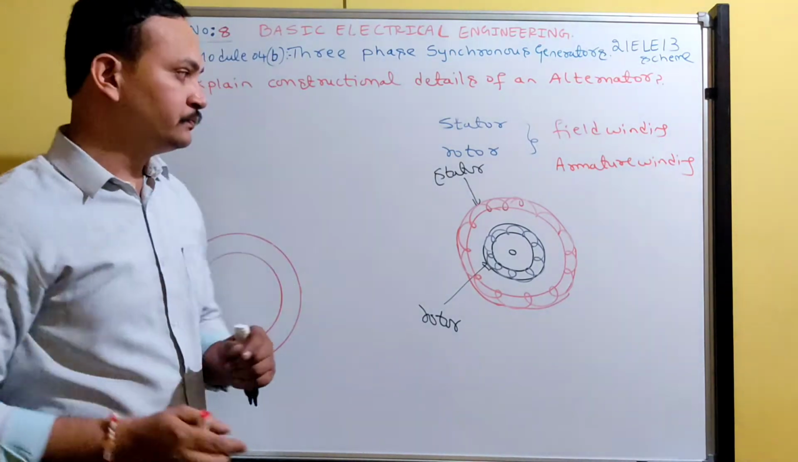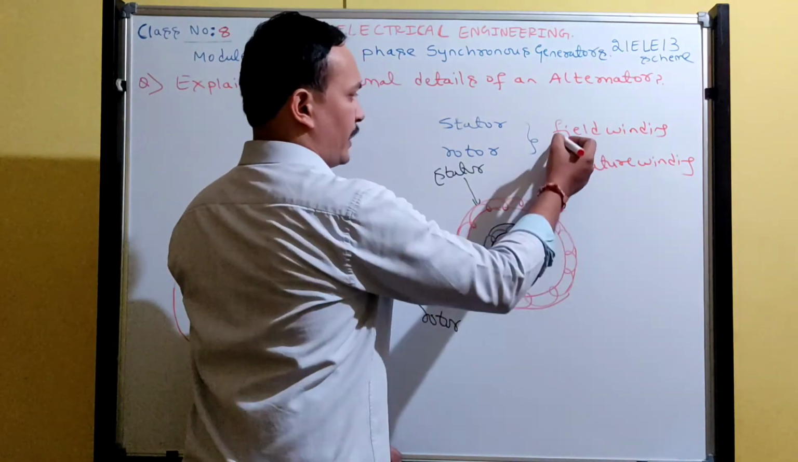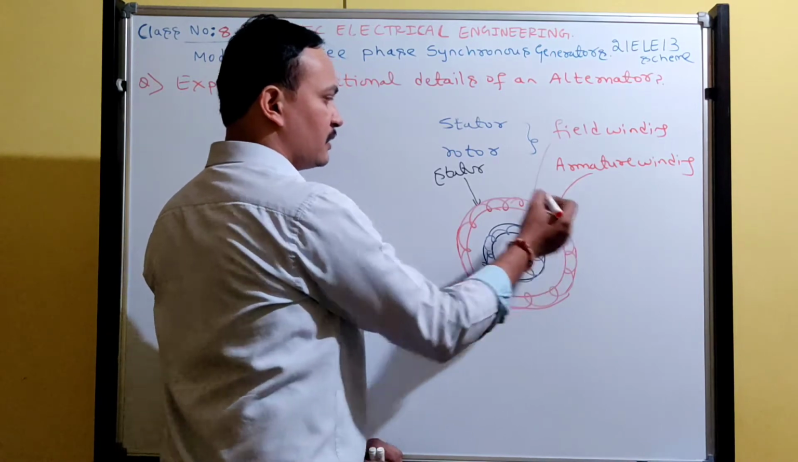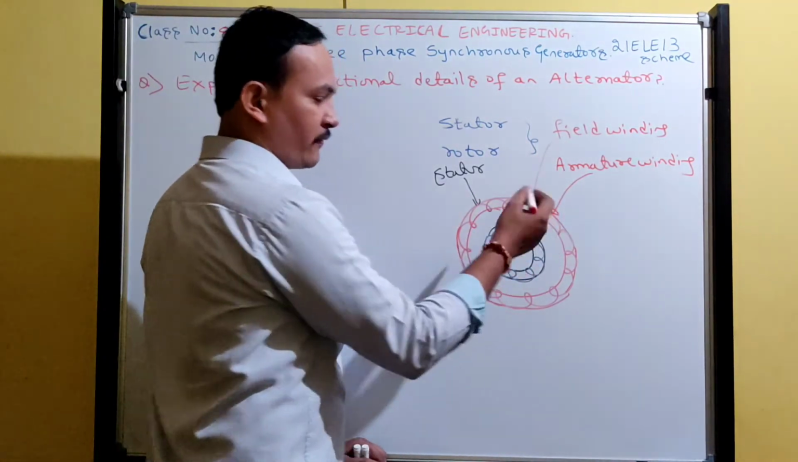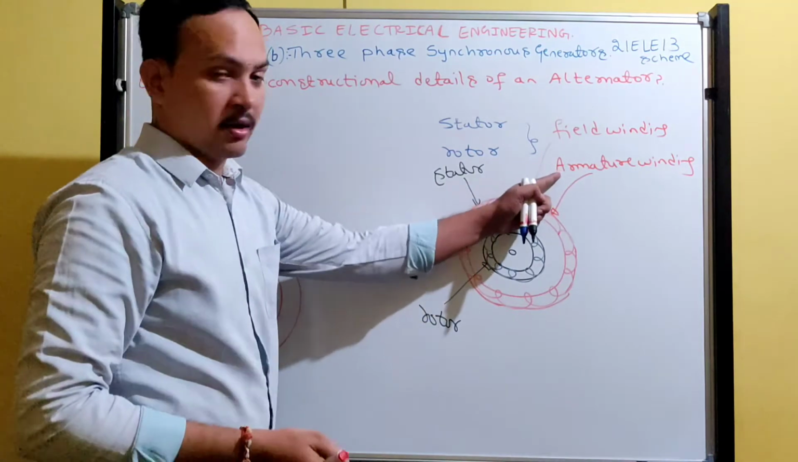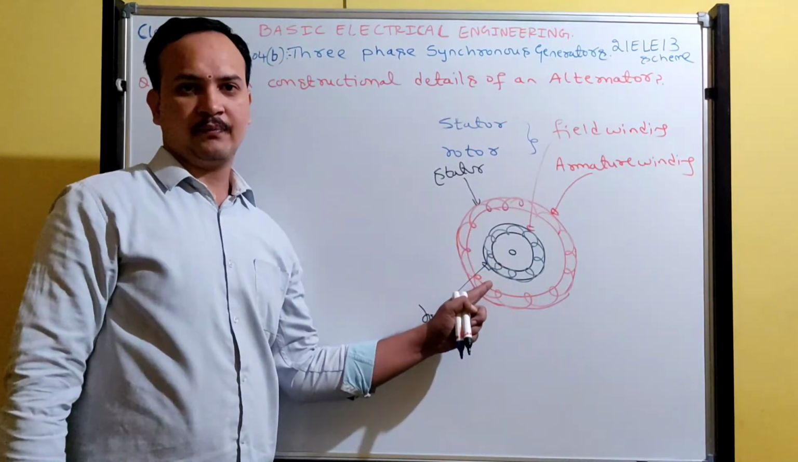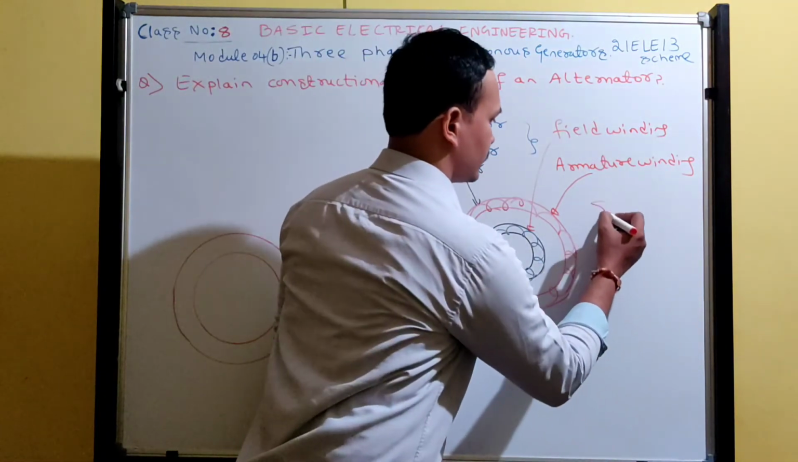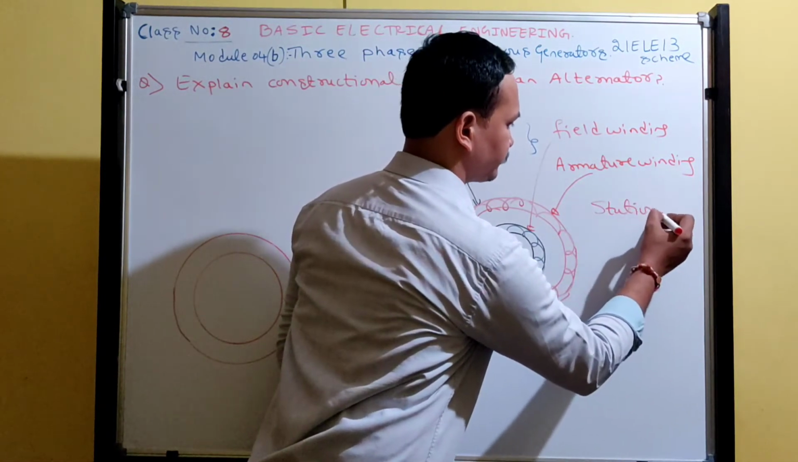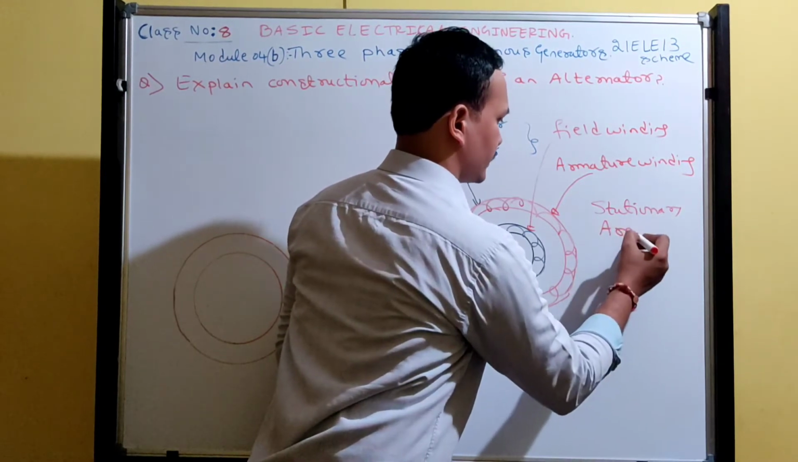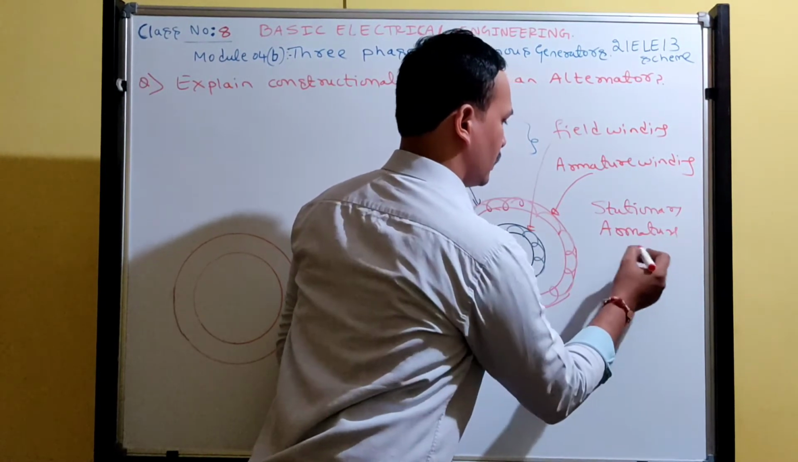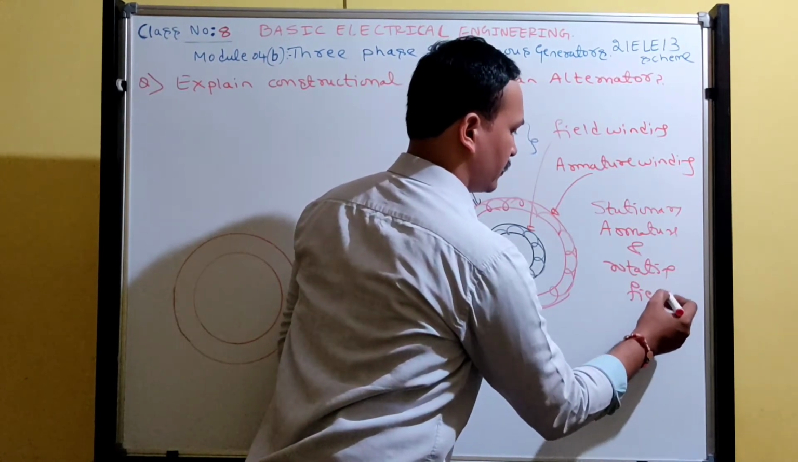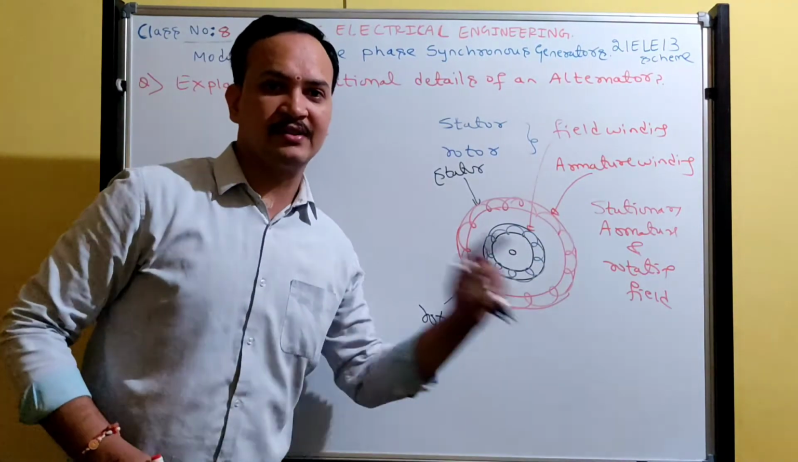Now what I am doing is putting the field winding in the rotor and the armature winding in the stator. Then what type of construction is it? Stationary armature, rotating field. Look here: stationary armature and rotating field. This is one type of construction.